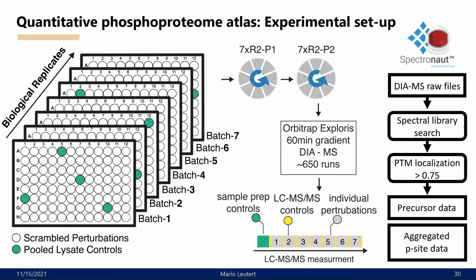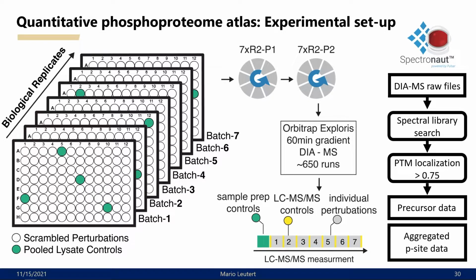Then in the end, we basically export two tables from Spectronaut, so the precursor data, which we mainly use for QC purposes, and also the aggregated phosphorylation site table, which I think is a new feature of Spectronaut. And that's then the table we do all our downstream bioinformatic analysis on.